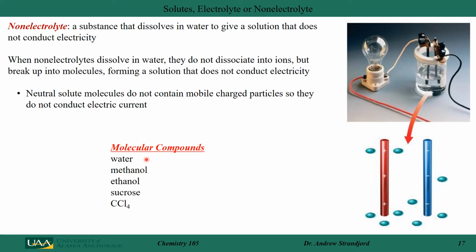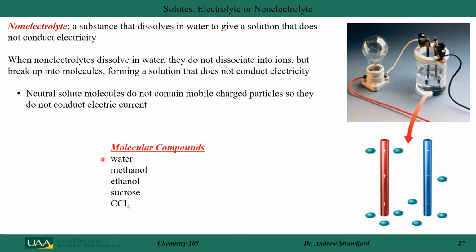Other examples of molecular compounds that are non-electrolytes would be water itself. Water is not an ionic compound. It does not conduct electricity. Methanol, ethanol, tetrachloromethane, those are all considered molecular compounds.